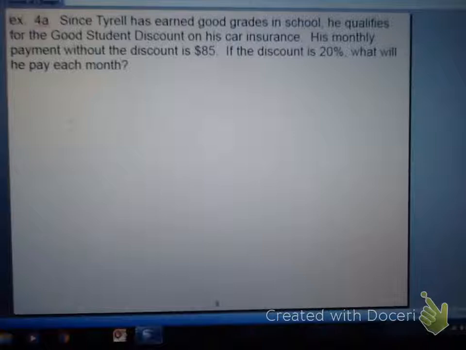4A. Since Tyrell has earned good grades in school, he qualifies for the good student discount on his car insurance. His monthly payment without the discount is $85. The discount is 20%. What will he pay each month? Okay. Percent is always out of 100. So if his discount is 20% off, 100 minus 20 is 80. So he will pay 80%.